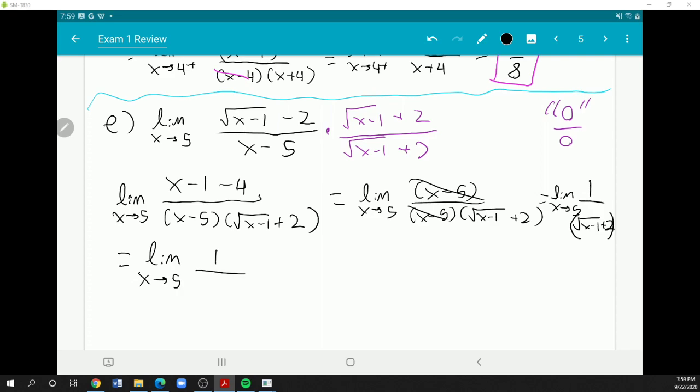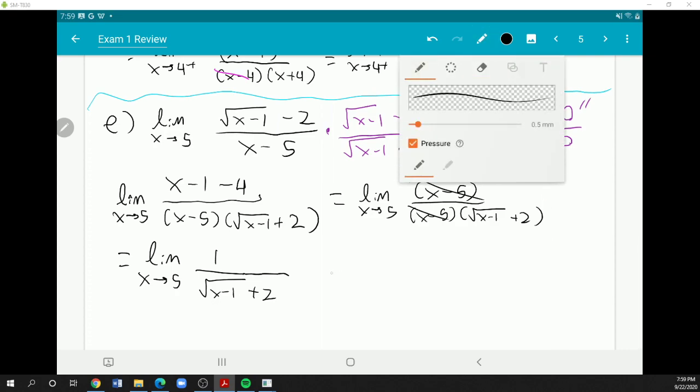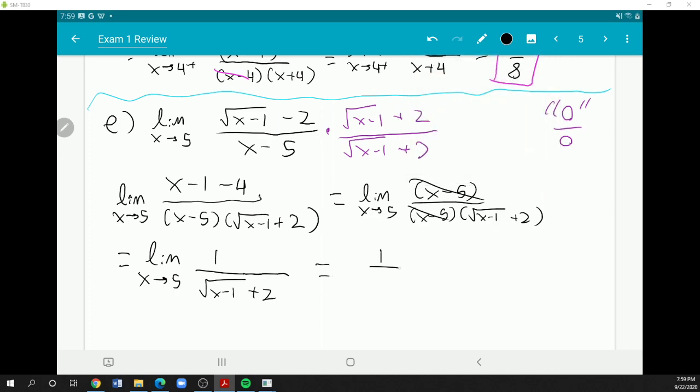1 over root x minus 1 plus 2. And I'm just going to go ahead and get rid of this because it's unpleasant to look at. Sorry, I just kind of hit the mic there. Now can I plug this in? This is 1 over root 4 plus 2. I don't need the limit because I plugged in. Equals 1/4. So that's my final answer for E.